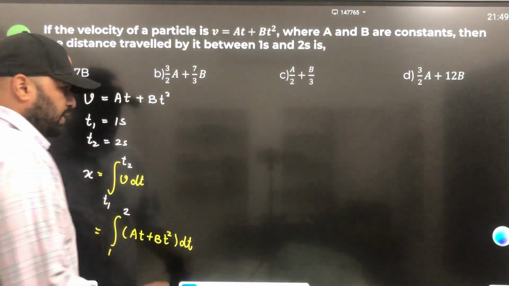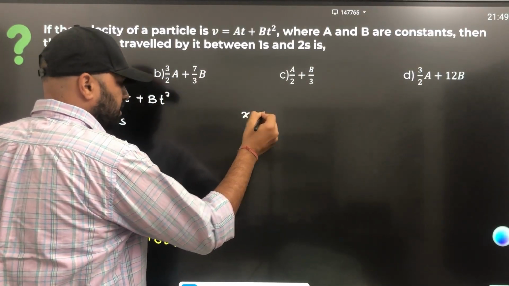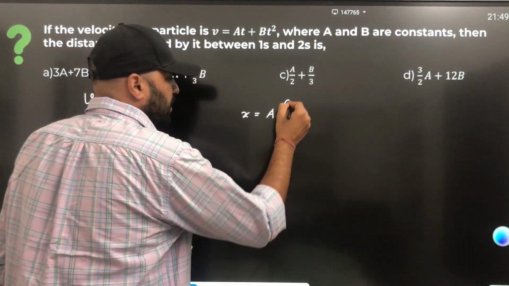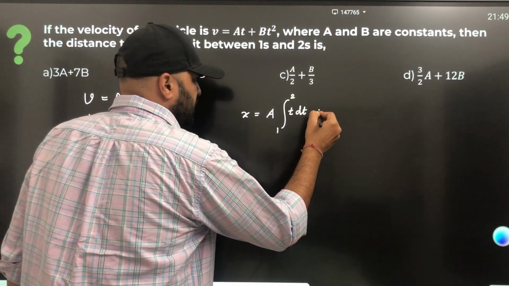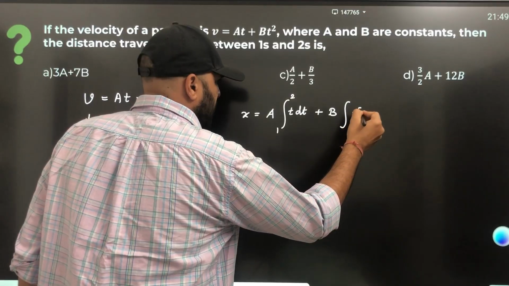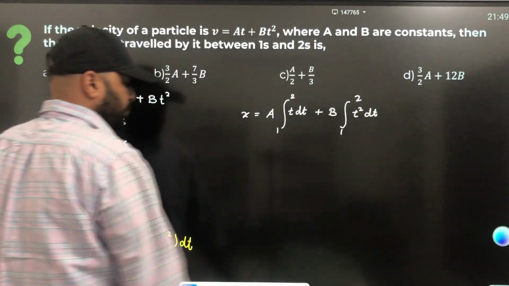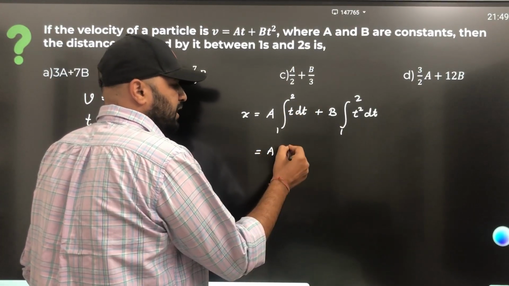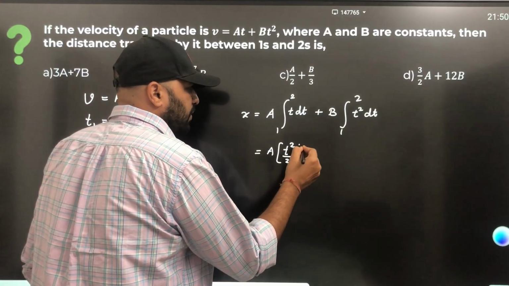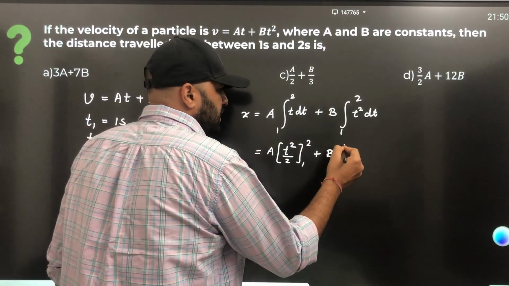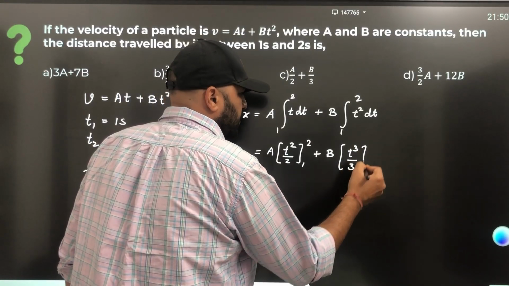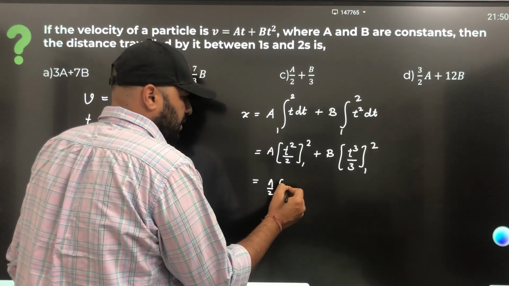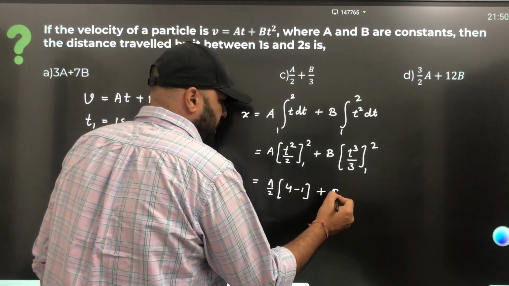Clear? Now what I will do here is, x will be equal to, let me take a out, because it's a constant, and here it will be the integration from 1 to 2 of t dt, plus, let me take b outside, the integration of t square dt while going from 1 to 2. I hope this is clear. It's a simple integration problem. So here it will be a times the integration of t, that is t square by 2 while going from 1 to 2, plus b t cube by 3 while going from 1 to 2. Let me substitute the upper limit minus lower limit. So it will be a by 2 times, upper limit 4 minus 1, plus b by 3.